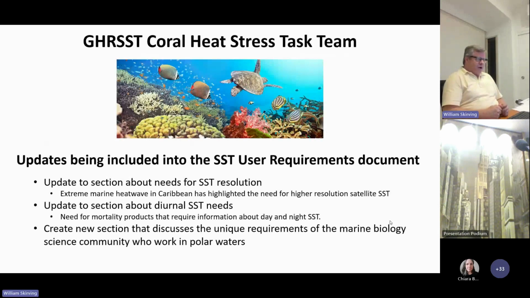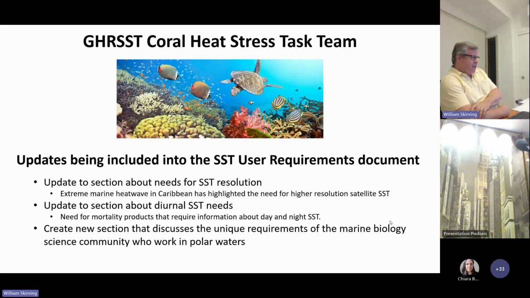So as far as our user requirements document, there's three things we've been working on updating. The first one is to talk about the SST resolution. Previously, we've said 5K is good enough, but the extreme marine heat wave in the Caribbean at the moment, and likely down here in Australia soon, and then it'll probably end up everywhere eventually, this year, next year, has highlighted the fact that we need higher resolution data.